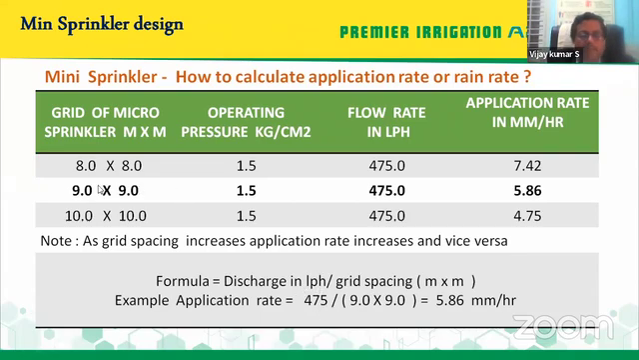I have selected a grid of 9 meter by 9 meter. For the sake of convenience, for this particular crop, which is onion, I would like to have a 9 meter by 9 meter grid between the sprinklers so that adequate overlap is there. Operating pressure, I'm going to keep 1.5. So what will be the application rate?